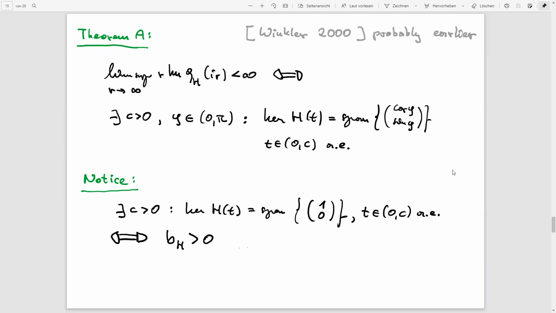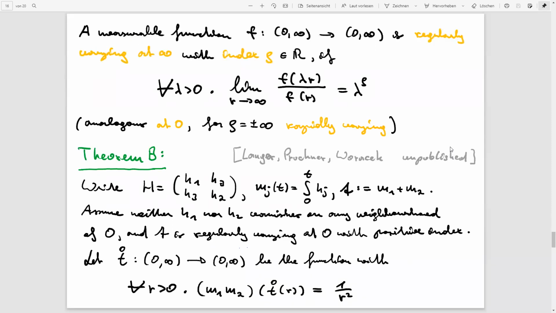Okay, so here you see that we can characterize finiteness of the spectral measure very explicitly in terms of the differential equation. Okay, now let me come to the next. I will formulate this now really for regularly varying functions, and therefore I should recall what a regularly varying function is.